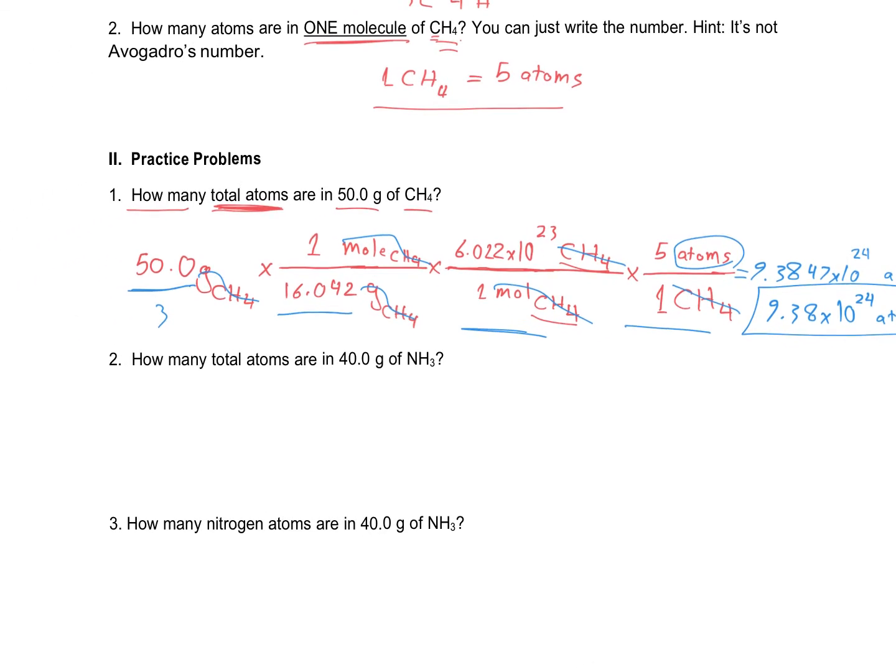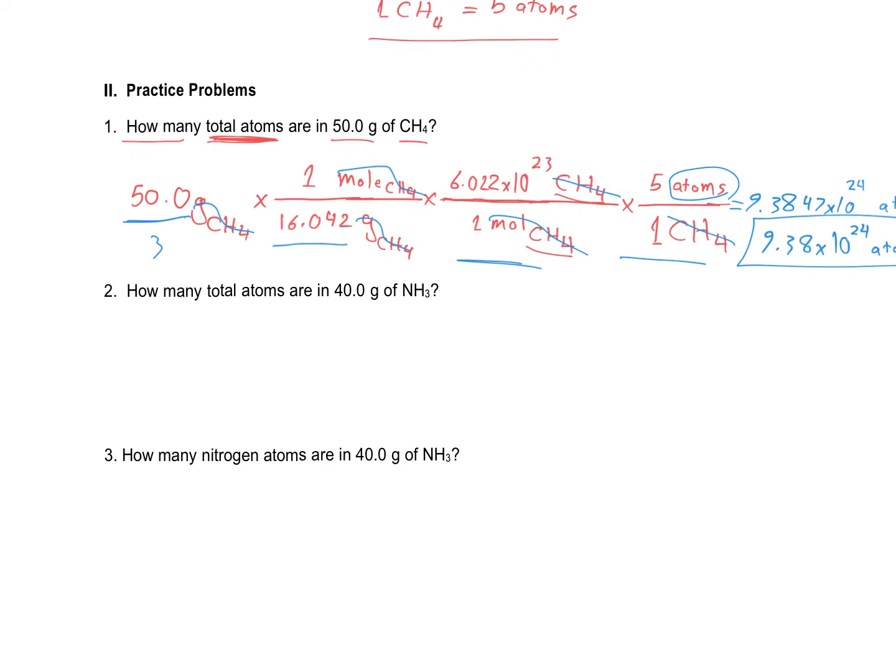Okay, so let's do the next question. We have 40 grams. It's just like the question on the top, just with a different molecule. It's asking how many total atoms in the mass of NH3, ammonia. So we have 40 grams of NH3. From mass, we have to go to the mole. Gram is on top, I put it on the bottom to get rid of that.